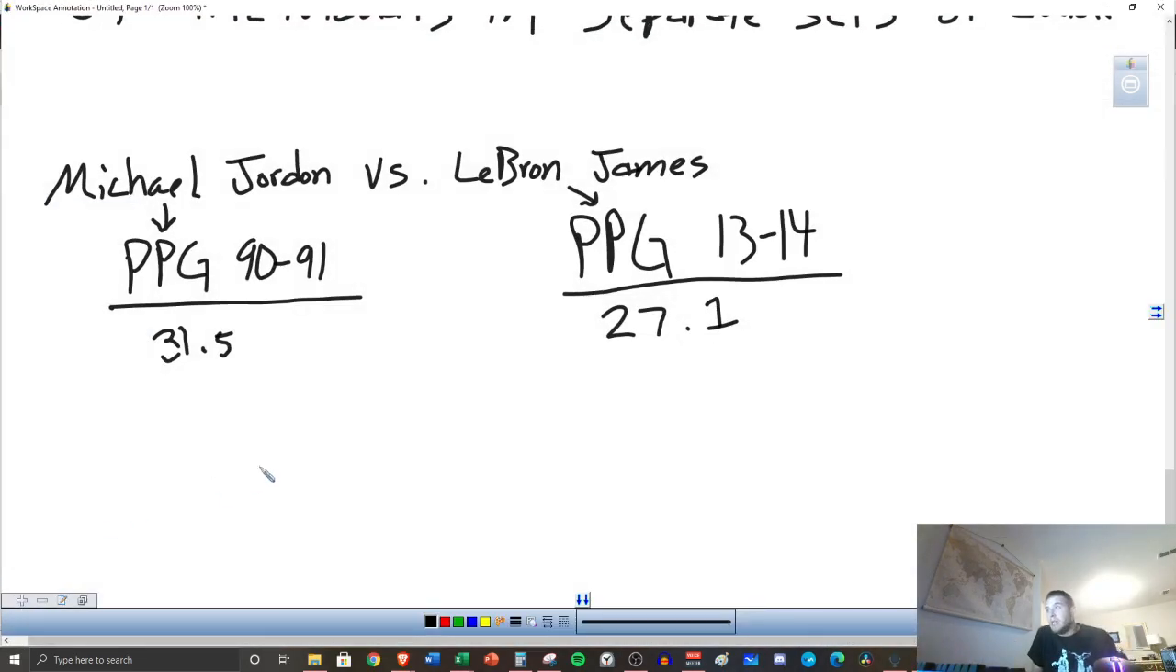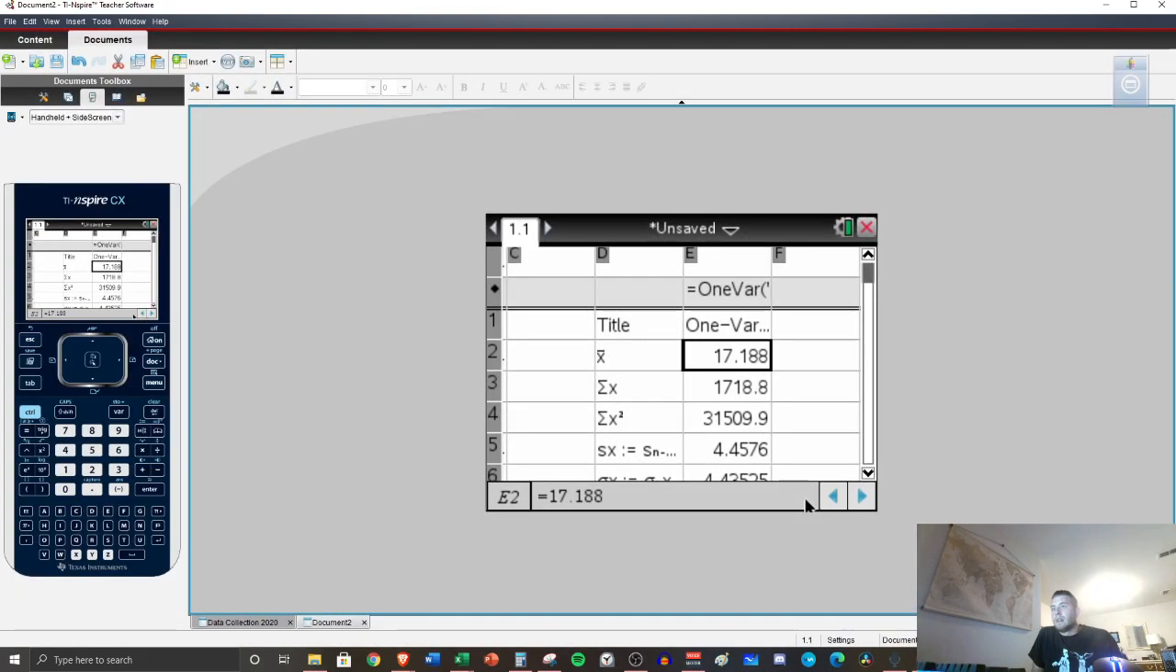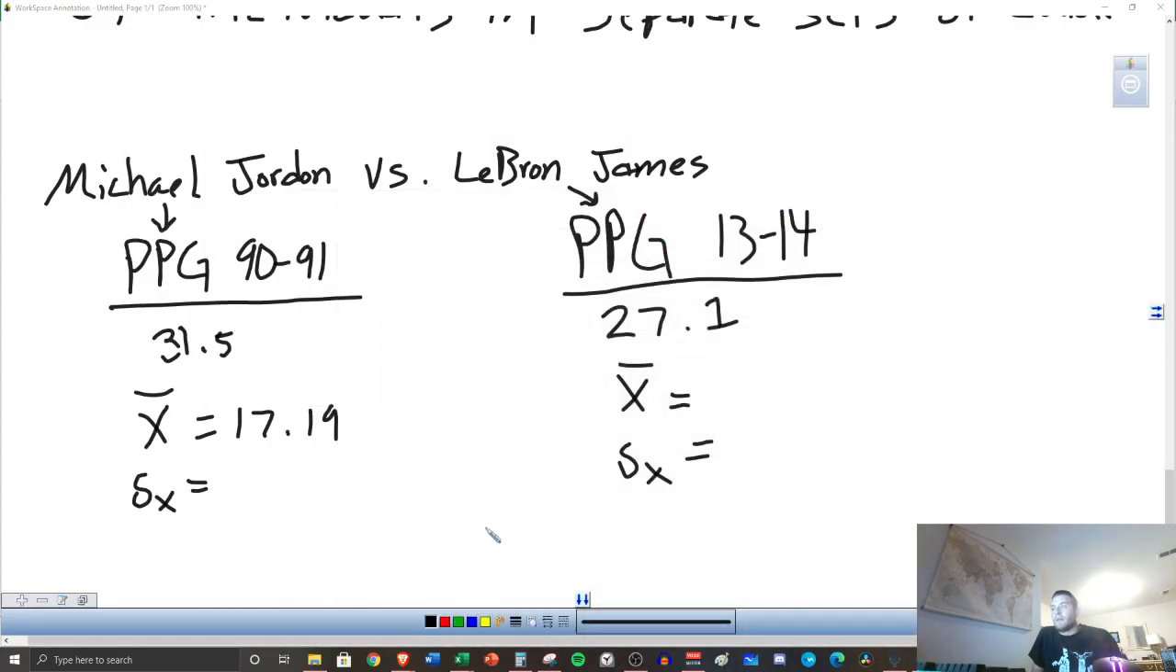Okay, so mean and standard deviation, both of them. So we start with 17.19 and 4.46 is the standard deviation. So it's mean, standard deviation.